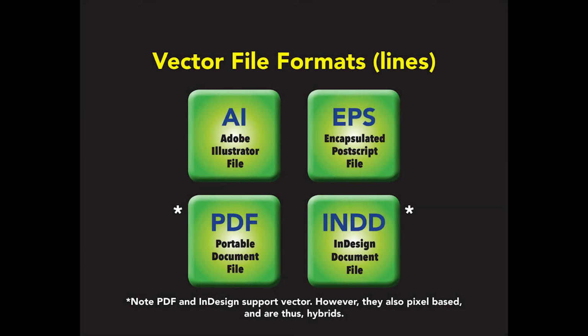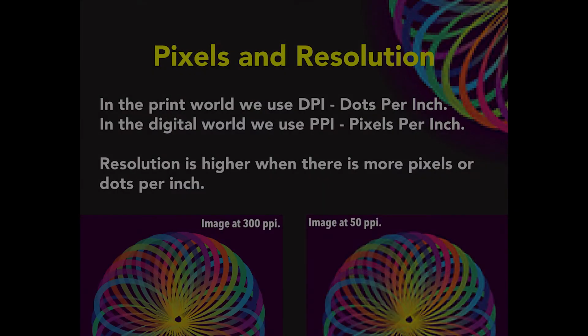The main vector files that we will concentrate on will be AI, Adobe Illustrator file, and no, that's not artificial intelligence. EPS, which is Encapsulated Postscript file. PDF, which is Portable Document file. And INDD, which is InDesign Document file. Just a heads up, all of these files will support photographs, but that doesn't mean they automatically turn into vector files. They still retain their pixel raster format.